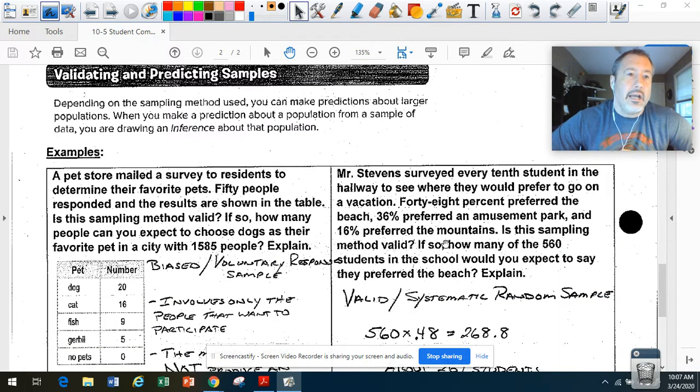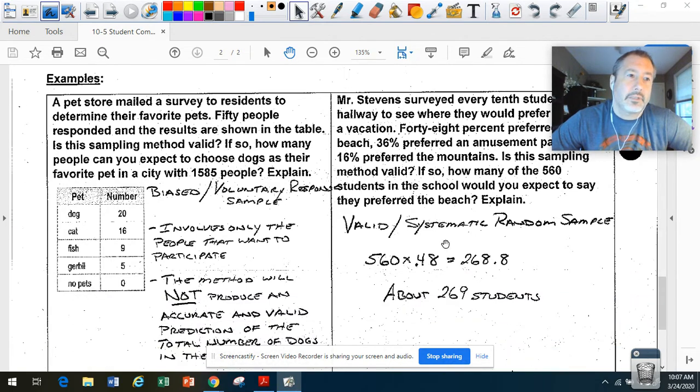Okay, it says, depending on the sample method used, you can make predictions about larger populations. When you make a prediction about a population from a sample of data, you are drawing an inference, okay, which means you're making a guesstimate about the population. So let's take a look here. Let's see what we have here.